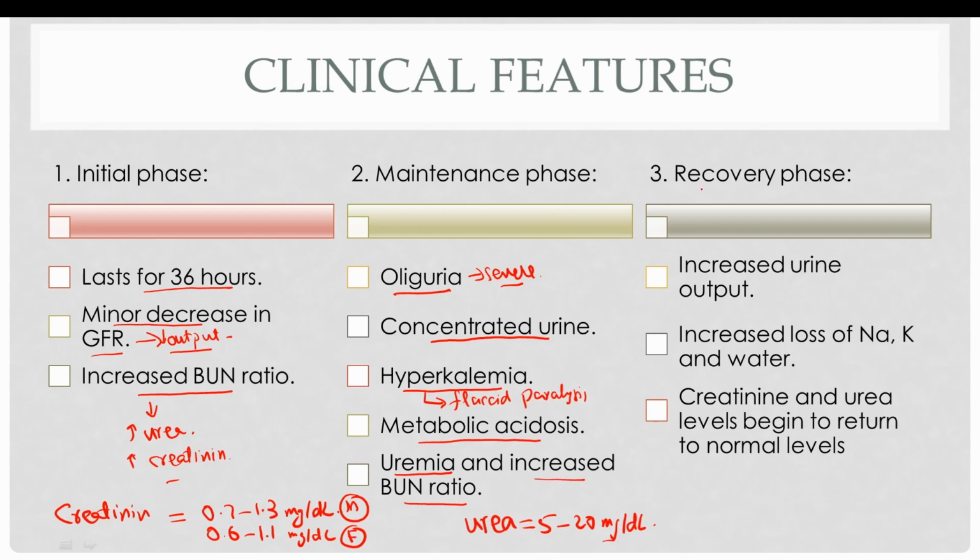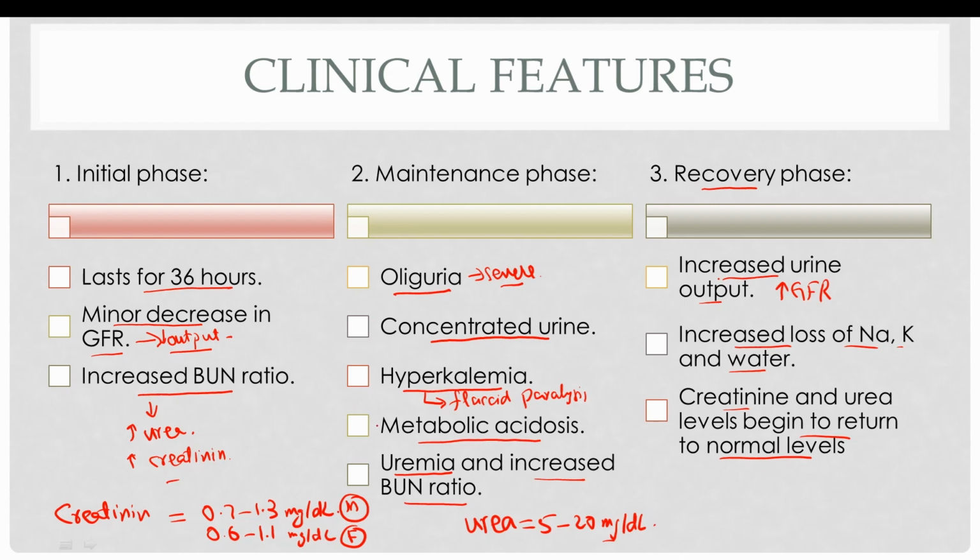The last phase is the recovery phase. Once damaged epithelium is replaced by regenerative new epithelium, the kidney functions start to return, which is characterized by increased glomerular filtration rate, resulting in increased urine output. And there is increased loss of sodium, potassium and water. The creatinine and urea levels also begin to return to normal levels in the blood.